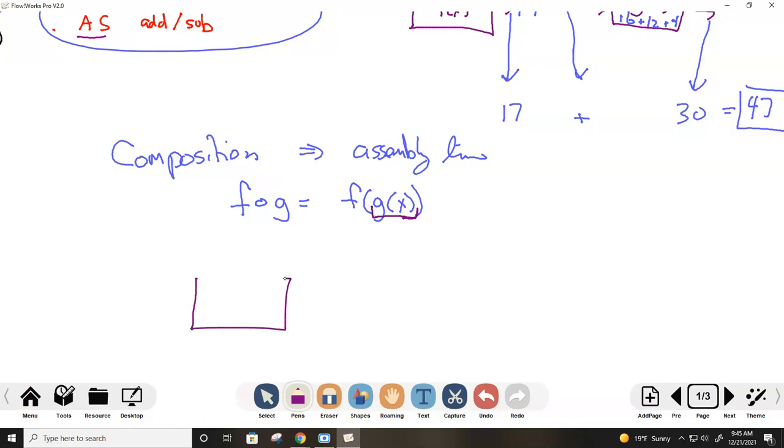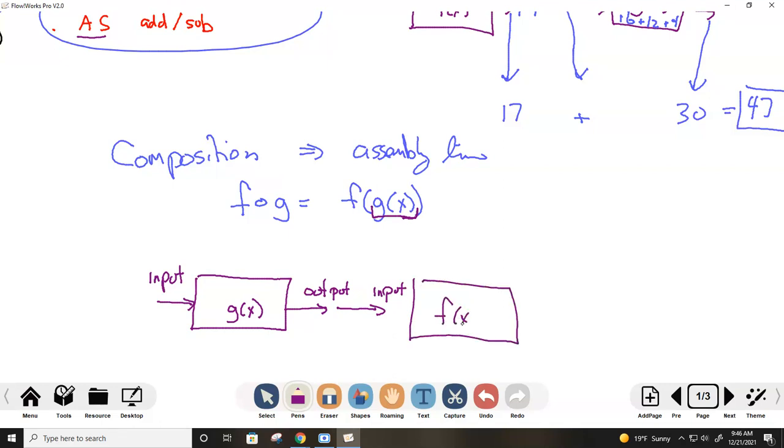So I'm going to set up first and do my g of x. And I'm going to have my input here, and I'm going to get my output. But now instead of doing them separately, I take the output from here, and that's going to now become the input for f of x. And then I'll get an output from there.